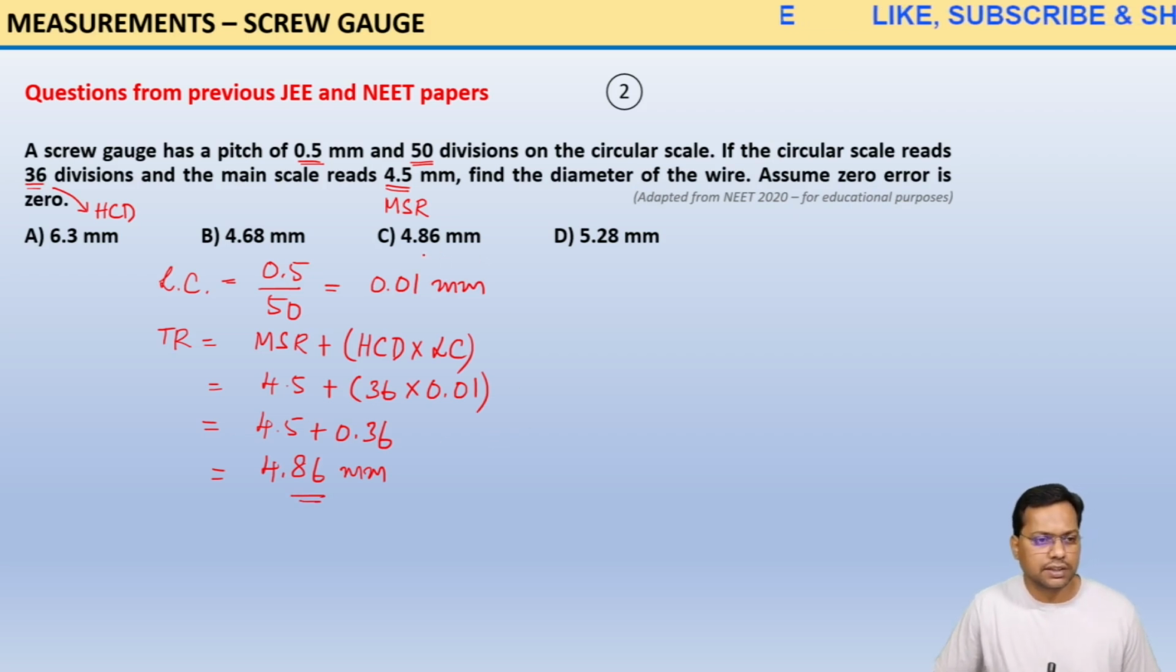So now we check the options. 4.86, that is the C. The C is the correct option.